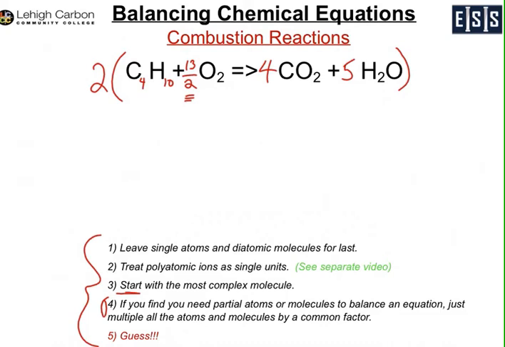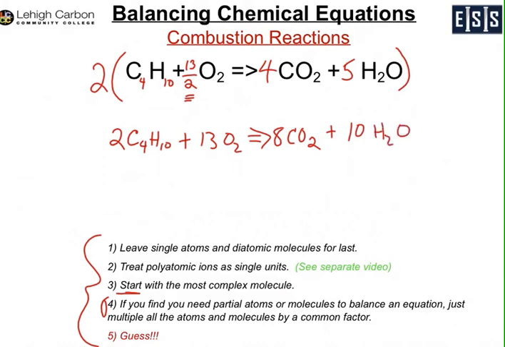So now if we do the whole equation by 2, the new equation we have is 2 C4H10. We're going to have 2 butane molecules. You're going to have 13 oxygen molecules. We're going to take 2 times 4. We're going to have 8 carbon dioxide molecules and now 10 water molecules. And we should see, I'll switch to another color here for you, maybe now we should balance.